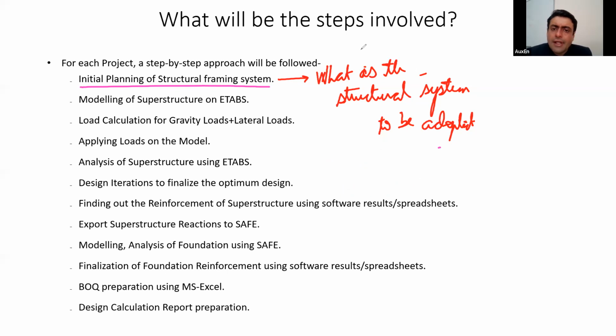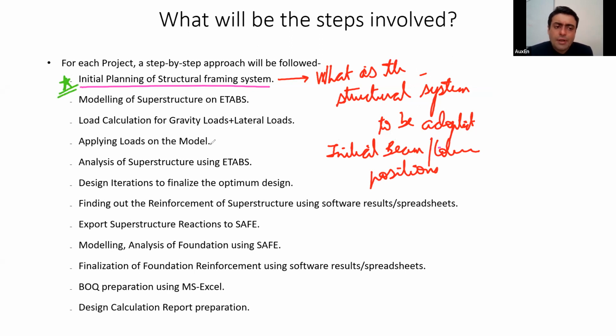Once we decide, then we will work out, as Mr. Virat is saying, some initial beam column positions. Okay, that has to be worked out. So as a structural engineer, this is going to be the most important job that we have to do. All right. See, modeling, which is going to be the next step, modeling of superstructure on ETABS or on any other software, is not a big challenge. All right. This is not a big challenge. This anyone can do.